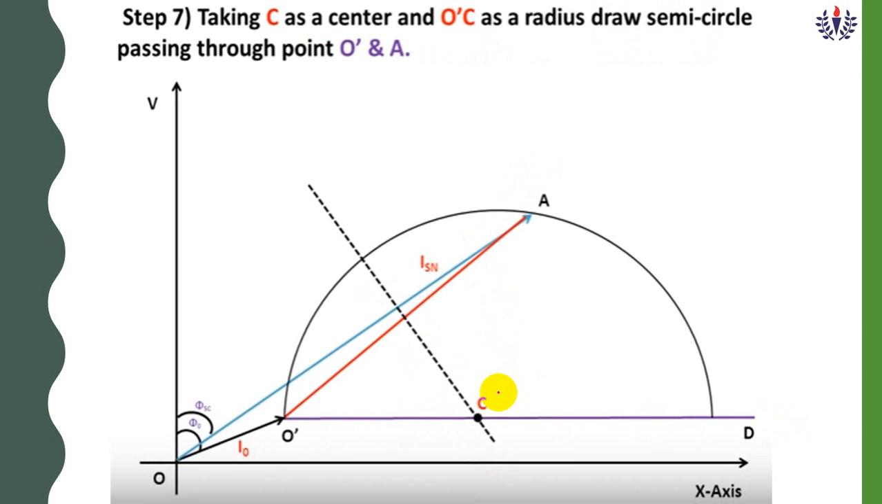Then from C, keep your compass center at C and project to O dash, then draw a circle. Take C as center and O dash C as radius. Draw a semicircle. This circle should touch the point A. Once it touches, you know that your circle diagram is perfect.